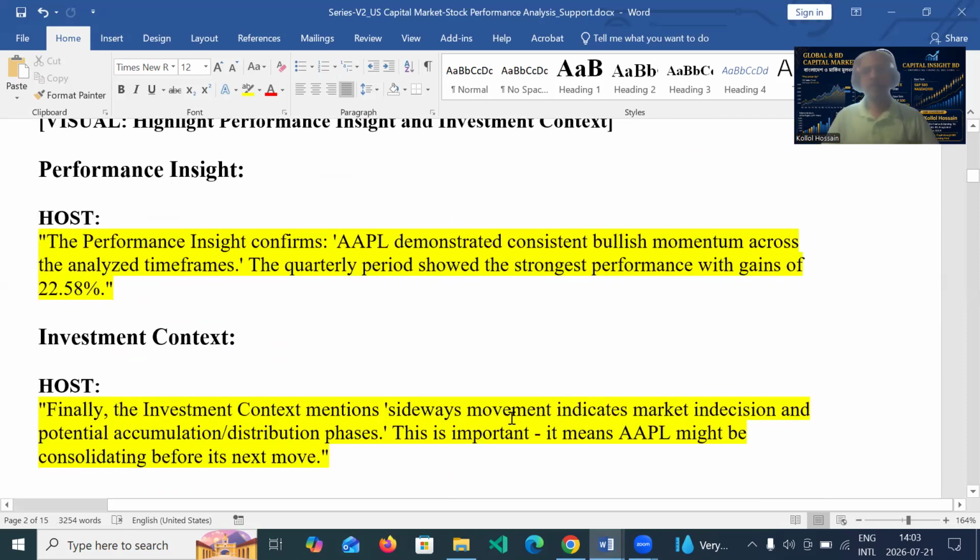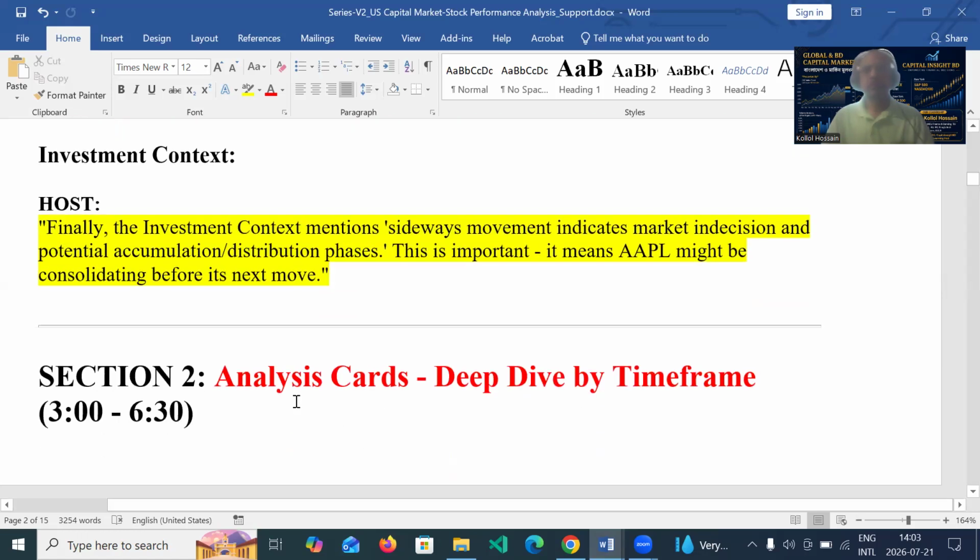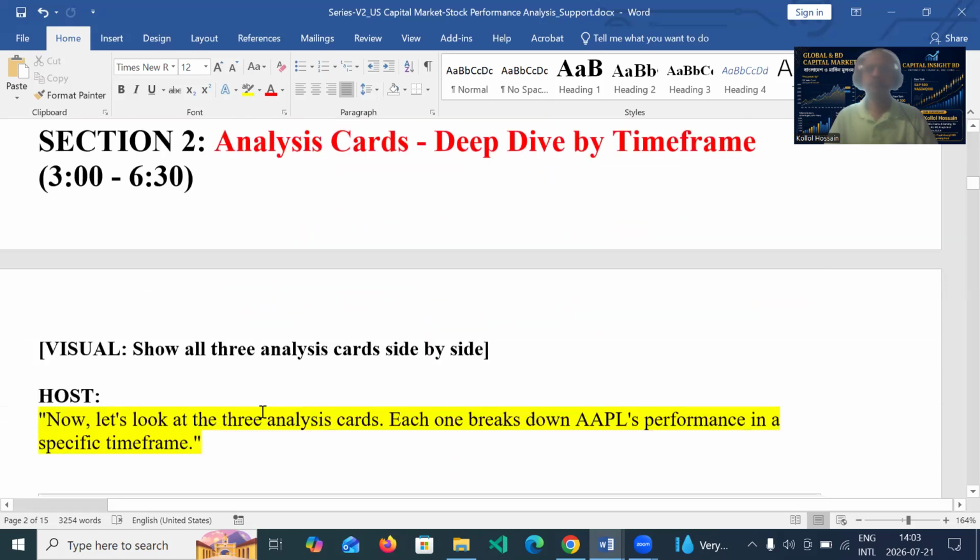The performance insight confirms Apple demonstrated consistent bullish momentum across the analyzed time frames. The quarterly period showed the strongest performance with gains of 22.58%. Finally, the investment context mentioned sideways movement indicates market indecision and potential accumulation or distribution phases. This is important. It means Apple might be consolidating before the next move.